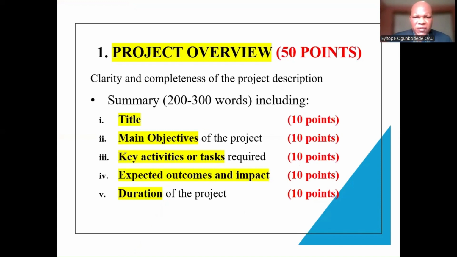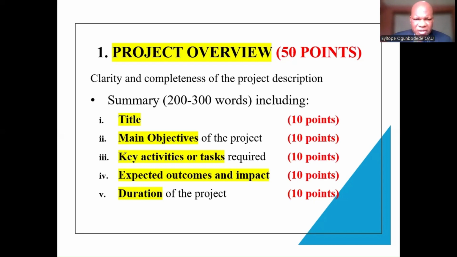Step 1, project overview, 50 points. Clarity and completeness of the project description. We expect that the summary that will be submitted concerning that project will include the title, and that will be 10 points. The main objectives of the project, that will also be 10 points.